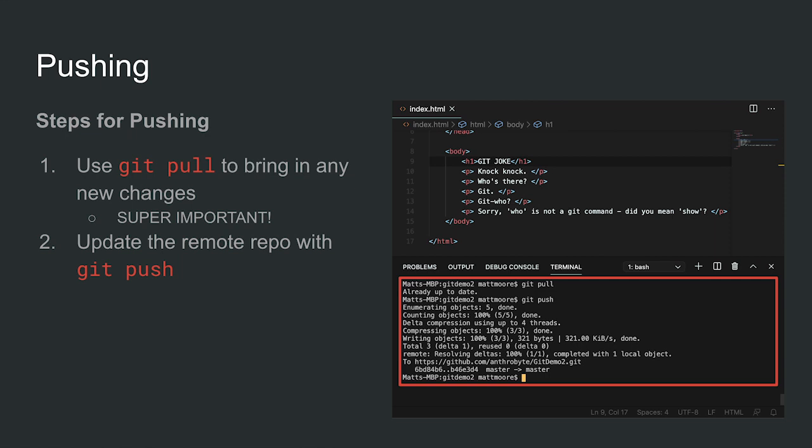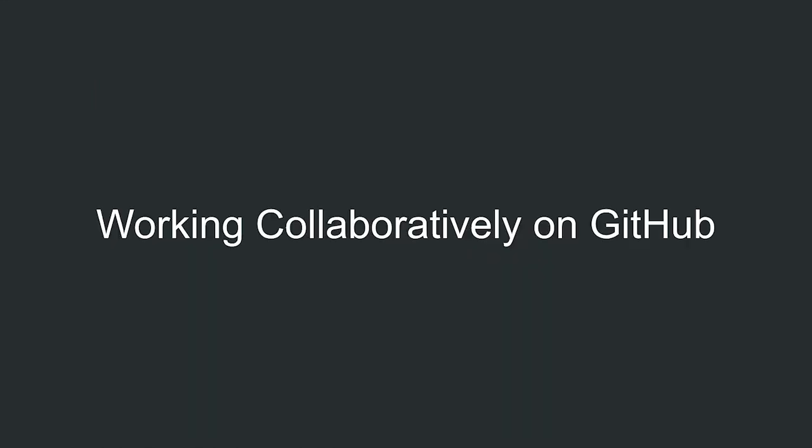Number 1, use git pull to bring in any new changes first. This is super important because if any changes have been made remotely, we want to make sure that we bring those in first to our local repository in the event that there might be a merge conflict. If there are any conflicts, we can resolve them, and at that point, and that point only, should we use git push to push up to the remote repository.